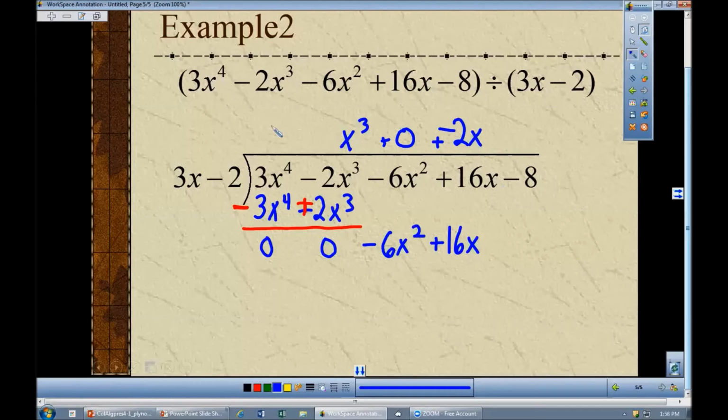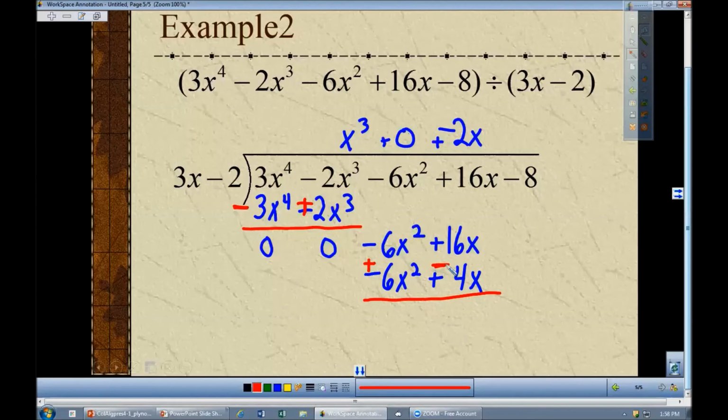Now, negative 2x times positive 3x does equal negative 6x squared. A negative 2x times a negative 2 equals a positive 4x. Now I'm going to draw the line and change the signs. Change this to a positive and this to a negative. Negative 6x squared plus 6x squared equals 0, and 16x minus 4x equals 12x. Right, we don't want to add these up and get 20x. That would lead us down the wrong path. All right, let me bring down that negative 8, and let's do this one more time.